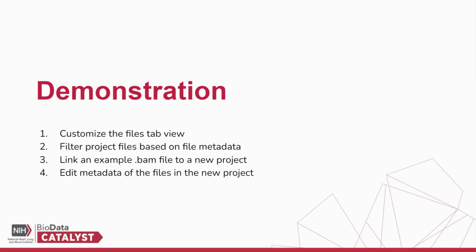For the demonstration, we're going to do the following. Number 1, customize the File tabs view. Number 2, filter project files based on file metadata. Number 3, link an example.bam file to a new project. We'll then go into the new project and demonstrate that it's there, and then we will edit the metadata of that BAM file. Let's get started.